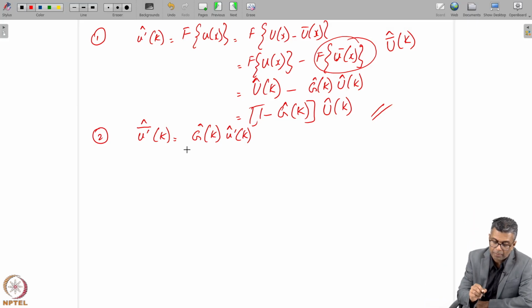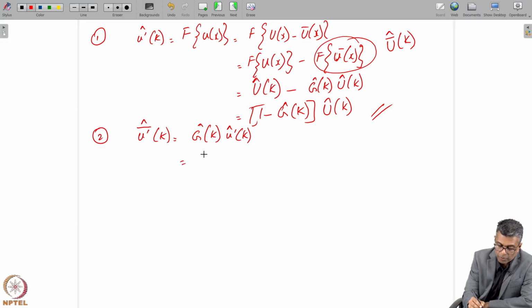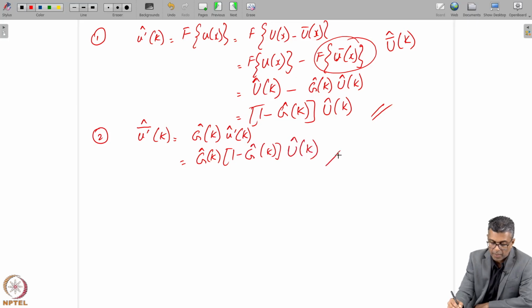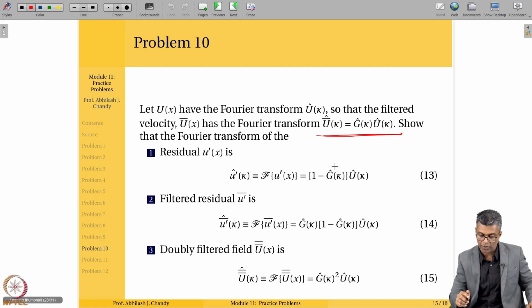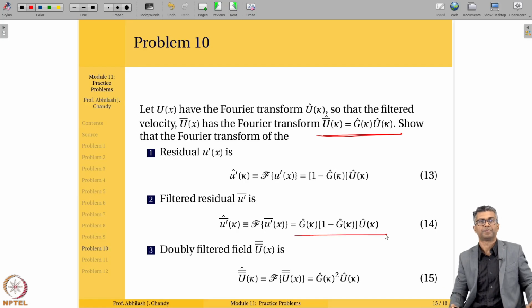So here what I'm doing is taking g hat of kappa times u prime hat of kappa. Now u prime hat of kappa we just found out, so that would be g hat of kappa times 1 minus g hat of kappa times u hat of kappa. Hence proved. Isn't that what we had to prove? Yes. There you go. That's the filtered residual.